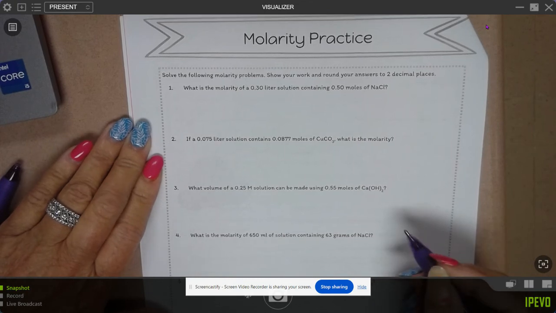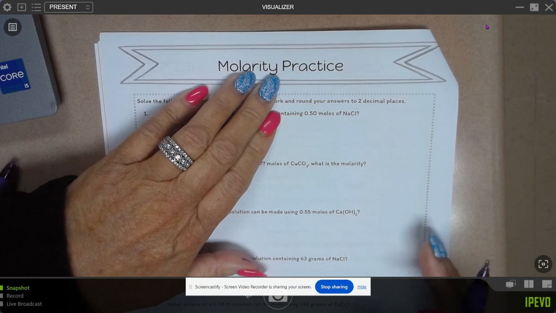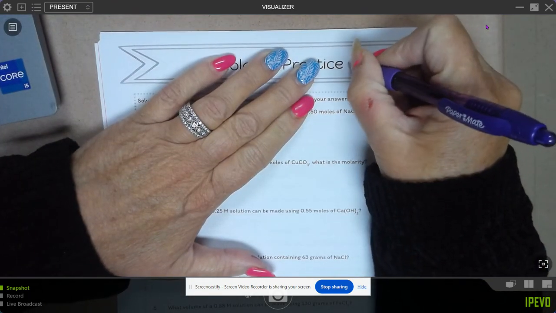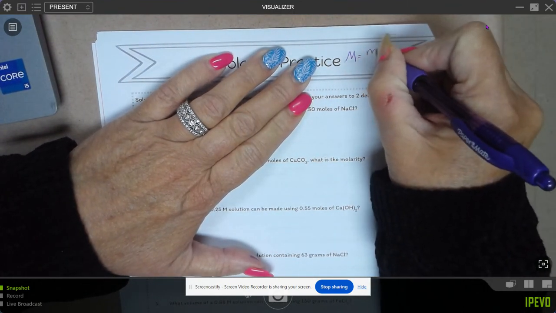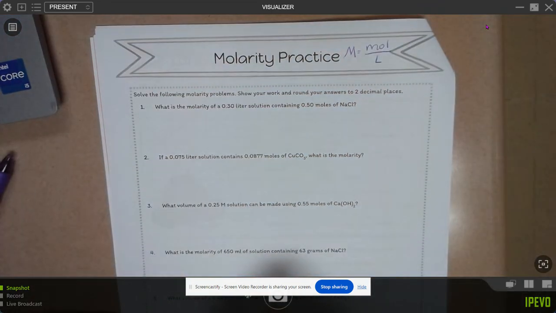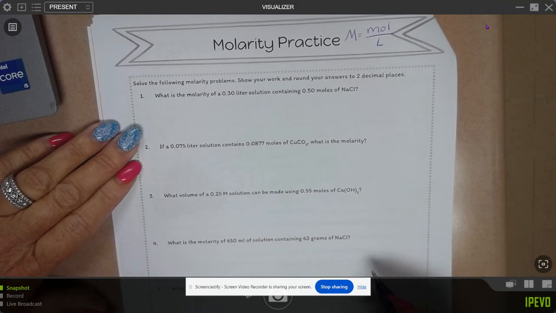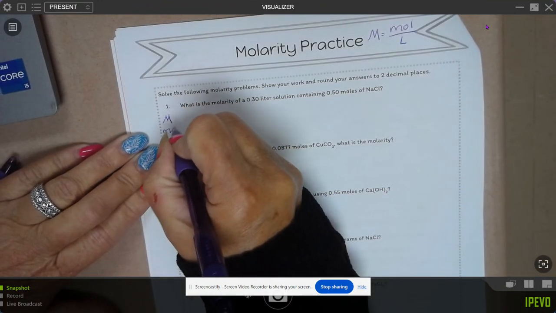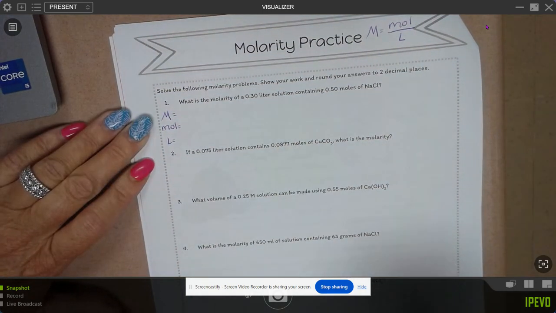So what we need to know in order to figure out molarity or solve molarity math problems is that molarity, big M, is equal to moles of solute over liters. So I'm just going to put moles over liters. Every time you start a question, you're going to want to define those variables and see what you've got. So I would start every problem like this. And then I'm going to read my question.